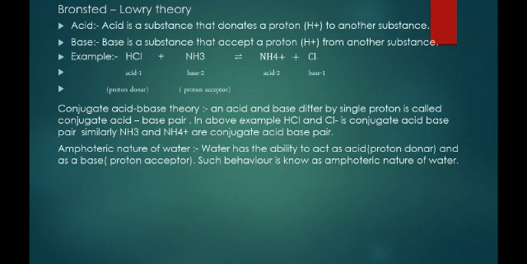Now we consider the amphoteric nature of water. Amphoteric means what? Dual nature. So water has the ability to act as an acid, meaning proton donor, and as a base, proton acceptor. Such behavior is known as what? Amphoteric nature of water. So water has the dual nature. It can accept a proton as well as donate a proton. In some cases it accepts a proton, then behaves as a base. In some cases it donates a proton, then behaves as an acid.